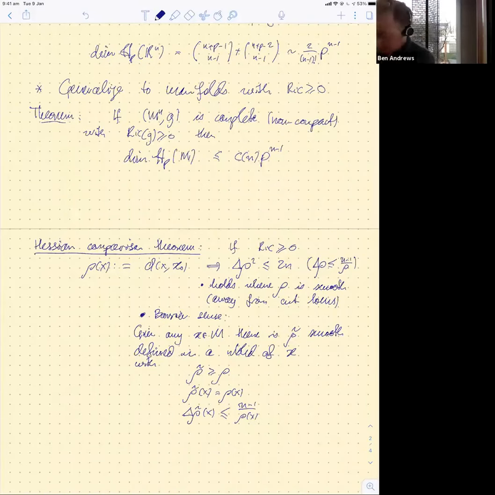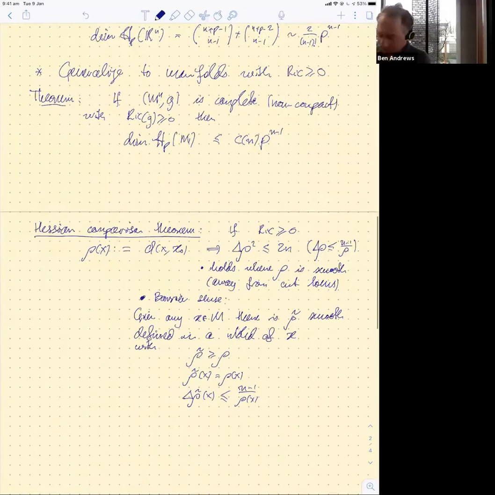Okay, so that's the first sense, the barrier sense. It really says that rho may not be smooth, but you can touch it from above by something that satisfies this Laplacian inequality. And that's usually sufficient if you want to do maximum principle arguments. You can just replace rho by rho tilde in whatever function you want to estimate. The second sense in which it holds is the distributional one. So this is important if you're integrating functions of rho.